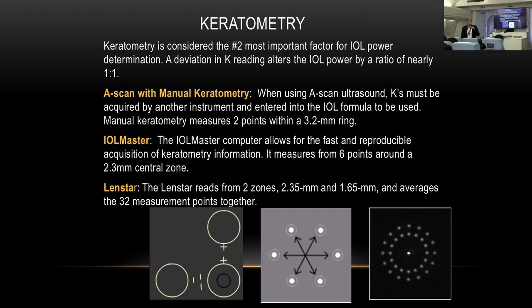the final calculations. The IOL Master was great when it first came out because it actually does keratometry readings from 6 spots on the cornea. And it measures a very fine area of the central corneal zone, where our central optical axis is, about a 2.35 millimeter central zone, as compared to manual keratometry, which measures only 2 points within a 3.2 millimeter ring. So the IOL Master comes along and we've got much better keratometry already. Then the Lenstar came along, and now it's measuring from 2 zones, a 2.35 and a 1.65 millimeter circle, and it averages those 32 points together to give you your keratometry.